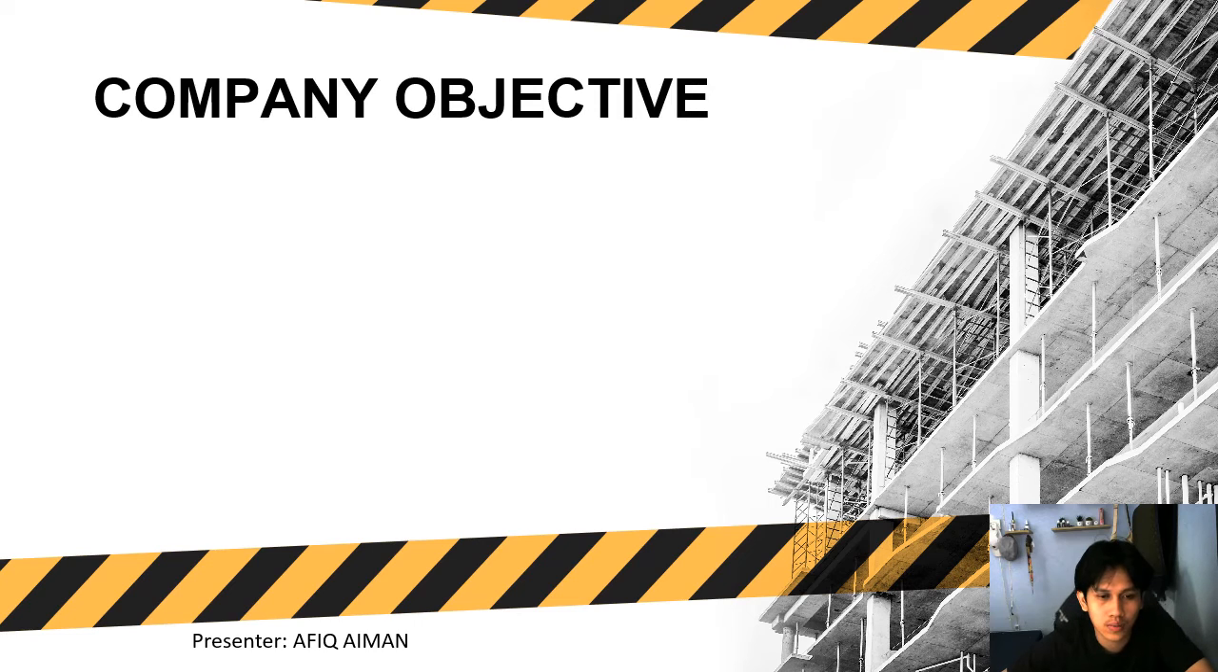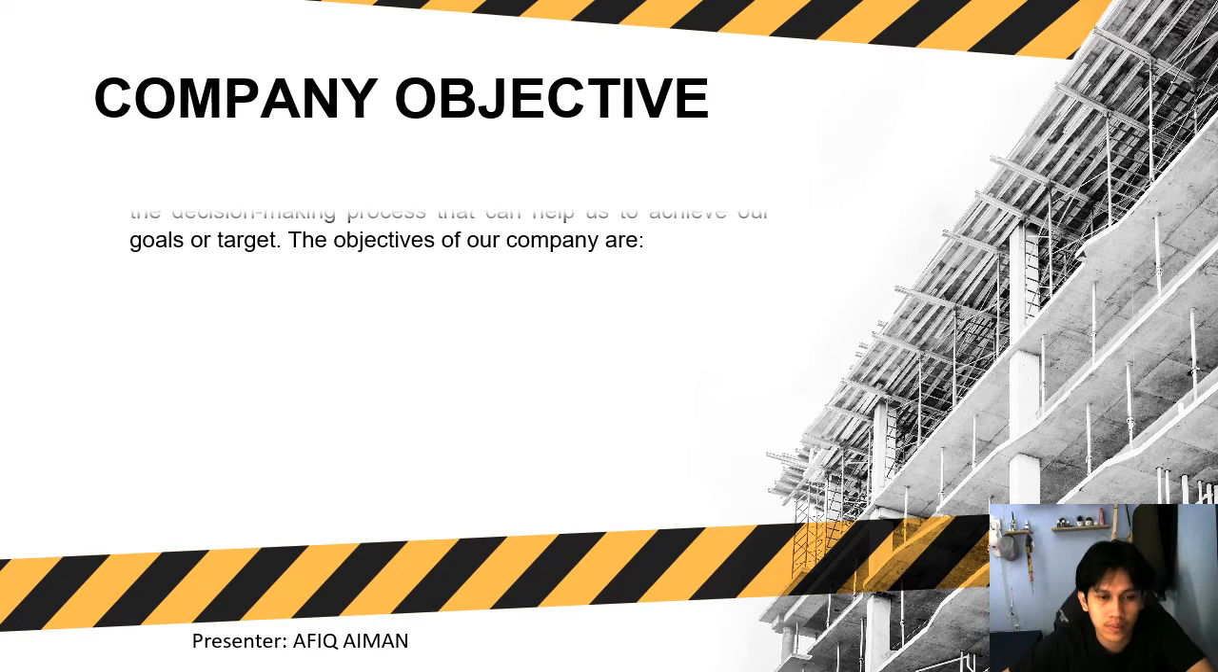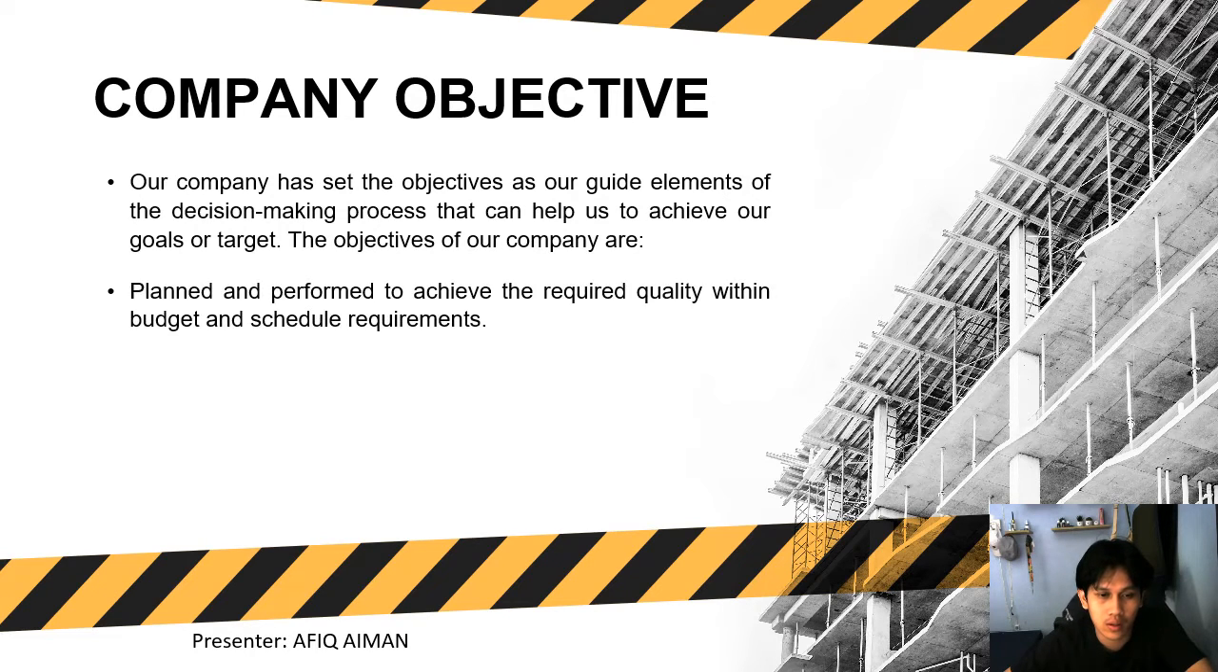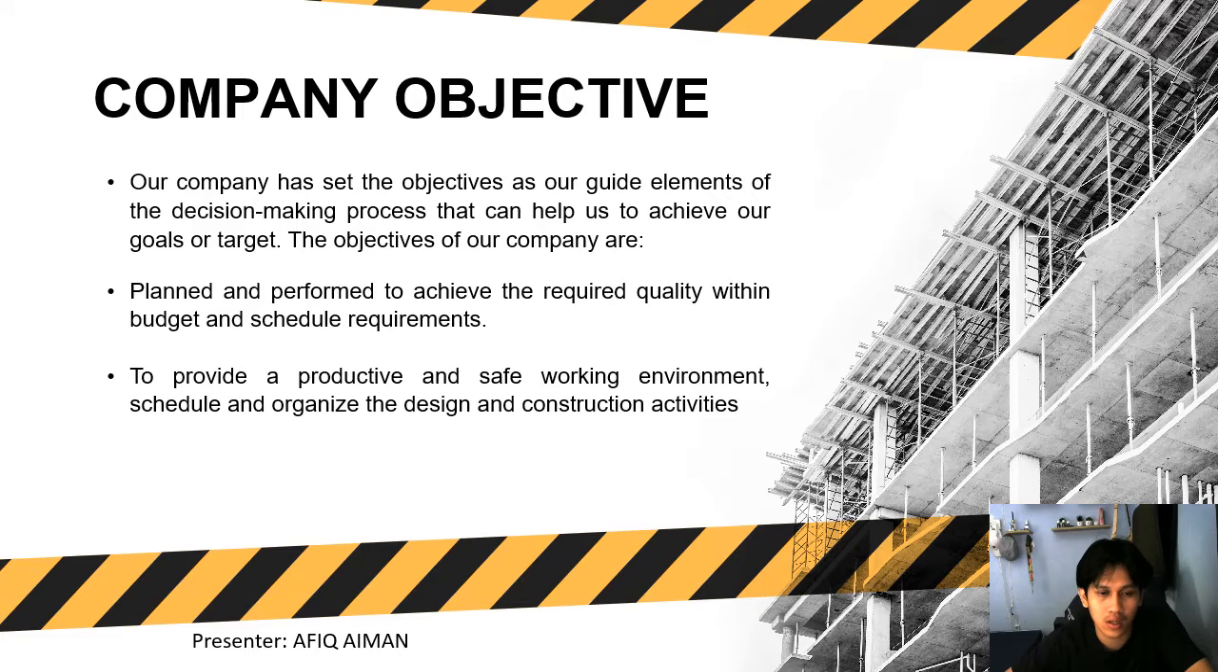Hello, I will explain about the company objectives. Our company has set objectives as guide elements of the decision-making process that can help us to achieve our goals or targets. The objectives of our company are to plan and perform to achieve the required quality within budget and schedule requirements, and secondly, to provide a productive and safe working environment, and schedule and organize the design and construction activities.